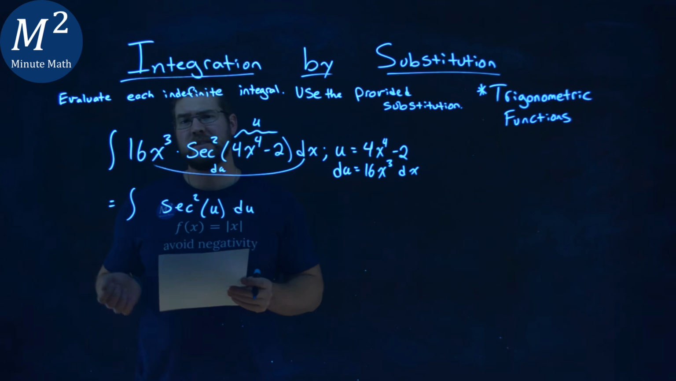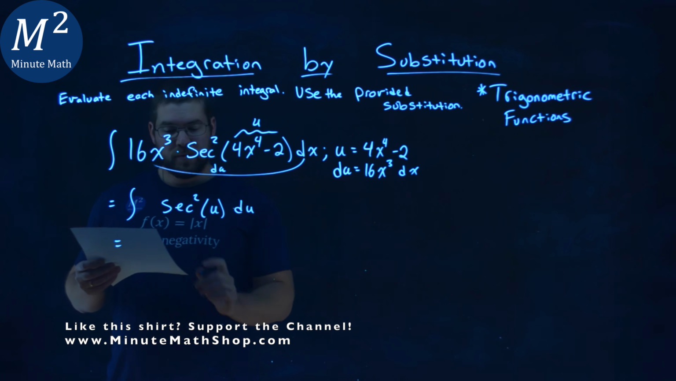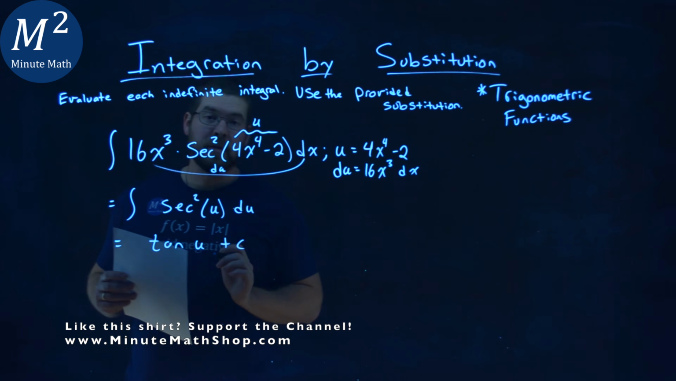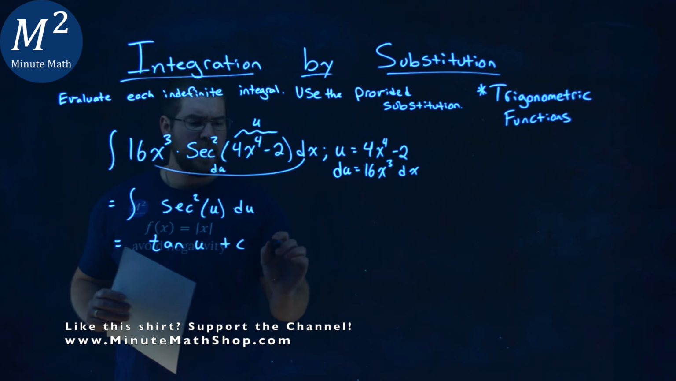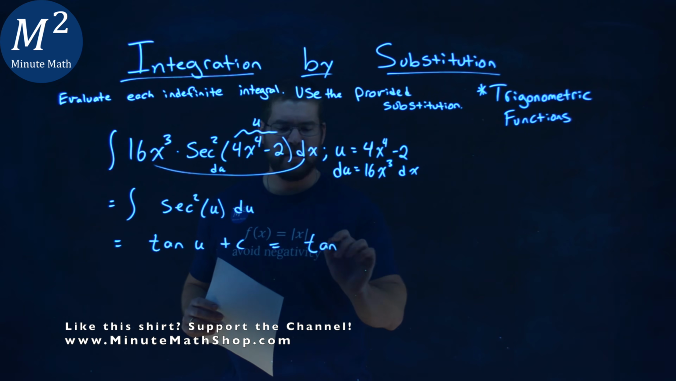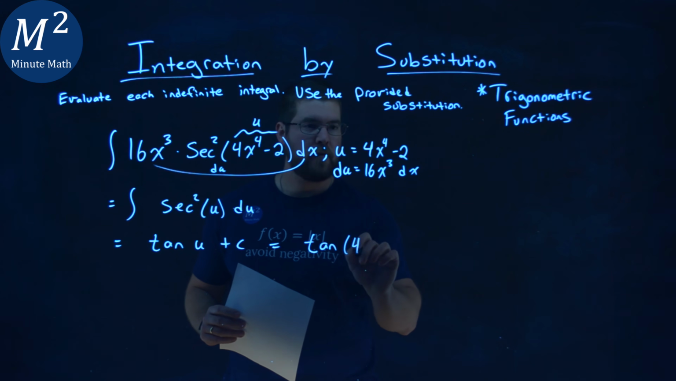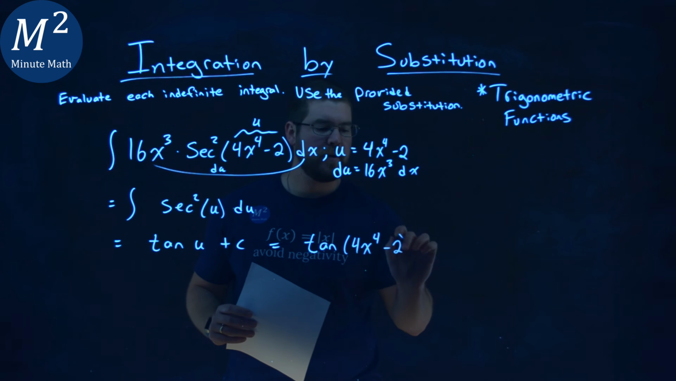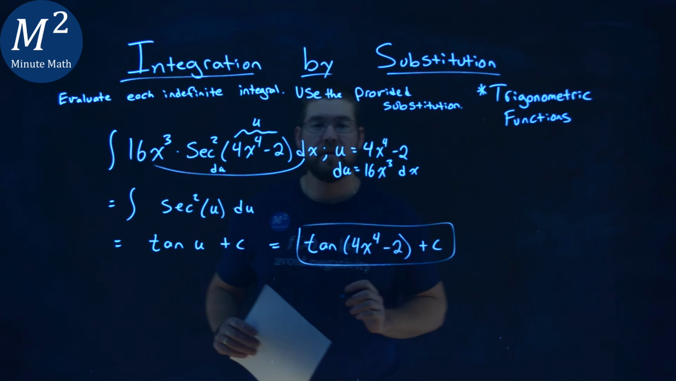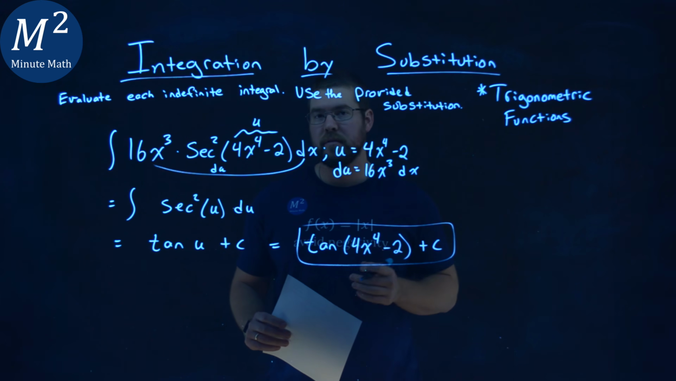Now this one's a much easier integral to solve. The integral of the secant squared of u, from our identities, is the tangent of u, plus c. At this point it's actually really easy. We rewrite this with a tangent, and instead of u we plug in what was given to us as u: 4x to the fourth power minus 2. Don't forget the plus c, and there we have it. Our final answer here is tangent of 4x to the fourth power minus 2 plus c.